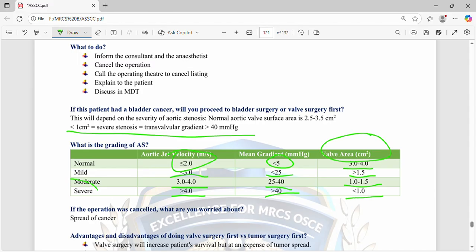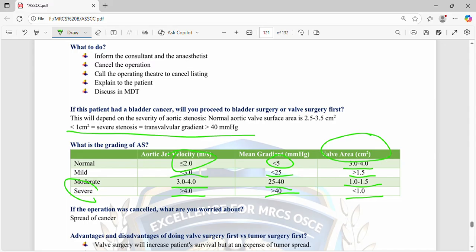So this is your severe. Greater than 4 aortic jet velocity meter per second, and we have the mean gradient greater than 40 millimeter of Hg, and less than 1 centimeter square area. So this is severe.